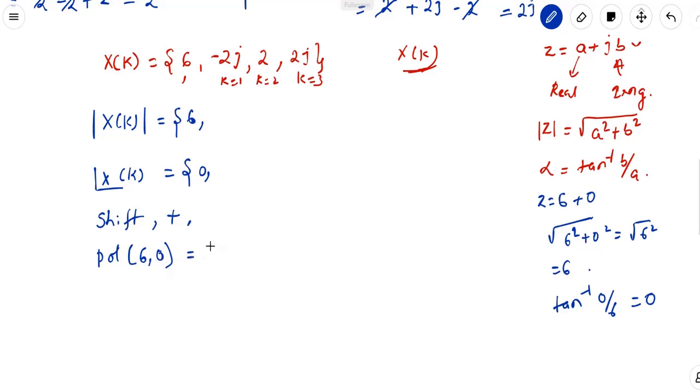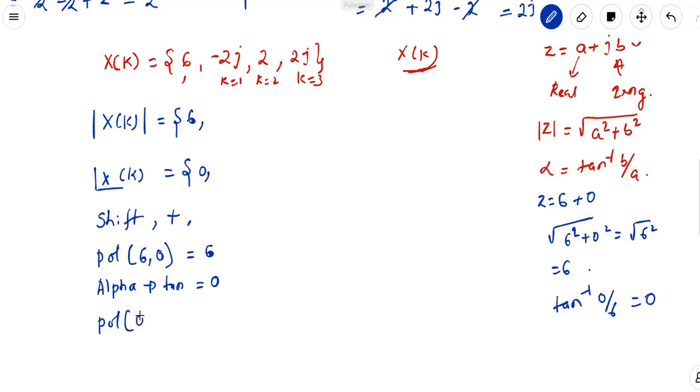When I click on equal, I get the magnitude as 6 only. Then I have to click on alpha, then tan, and then equal. Then I am going to get 0 for the angle. For the second value, I have to click on pole. Once you get pol here, first you click on shift, then plus, then you get pol.